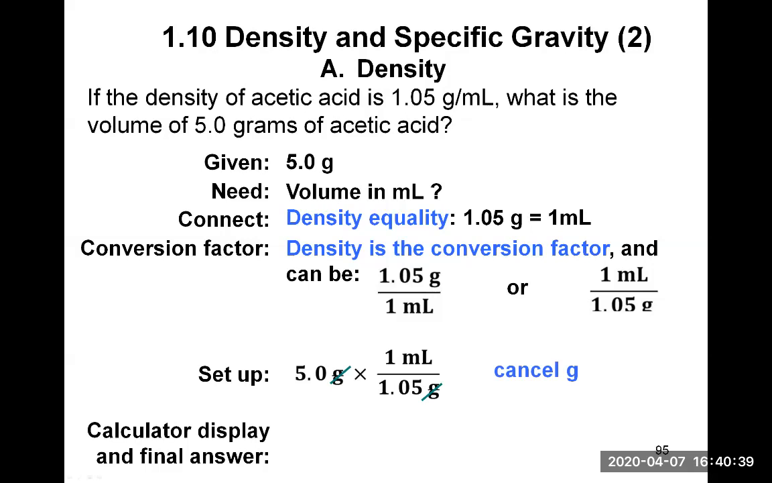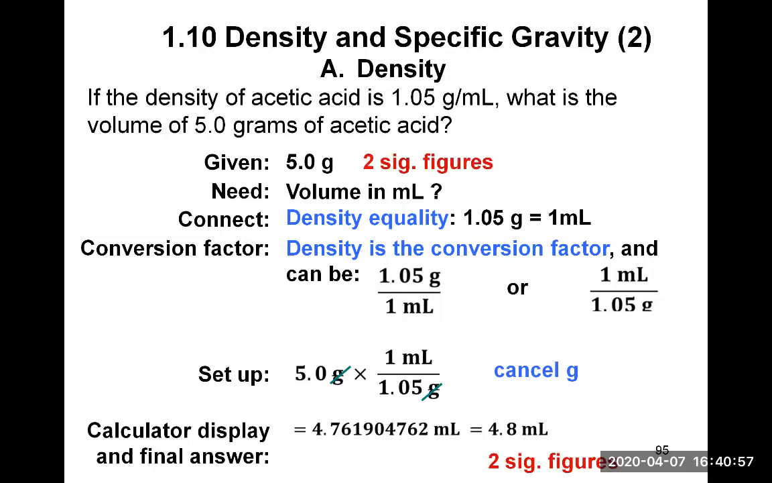Remember how the 5 grams here is in the numerator, and you could draw a line below and write a 1 in the denominator. So in the calculator, you do 5 divided by 1.05, and the calculator answer is 4.761904, etc. milliliters. The unit is milliliters because grams cancelled and we're left with milliliters.